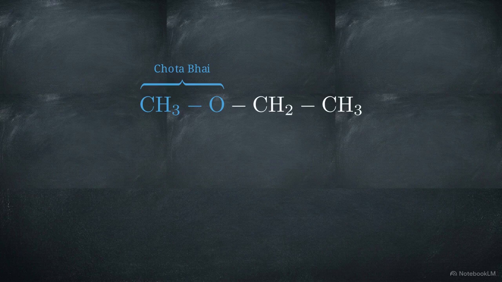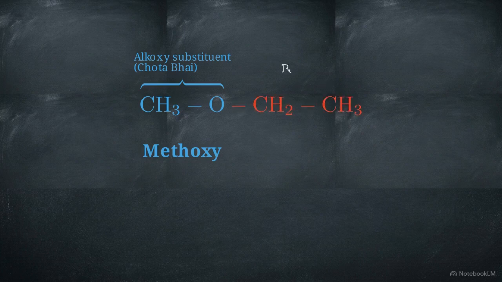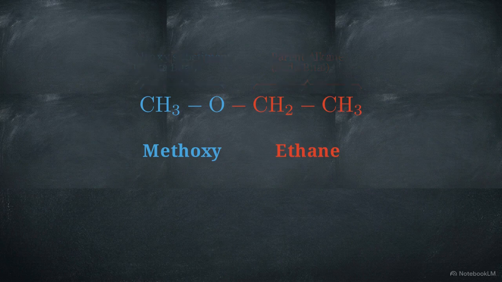This forms our alkoxy substituent. With only one carbon, this side is the methoxy group. The longer carbon chain, the baad Bhai, receives the priority. It serves as the parent alkane. Since it has two carbons, this side is ethane. When we combine the segments, the smaller substituent goes first, followed by the parent chain. This gives us the final IUPAC name, methoxyethane.